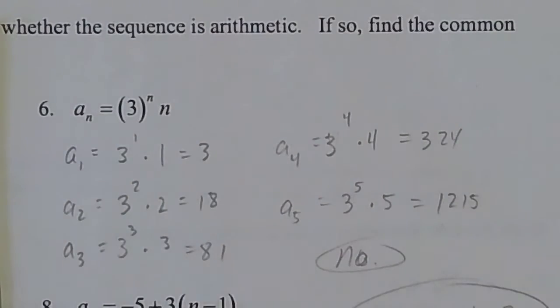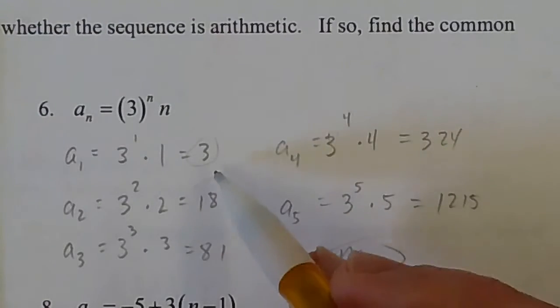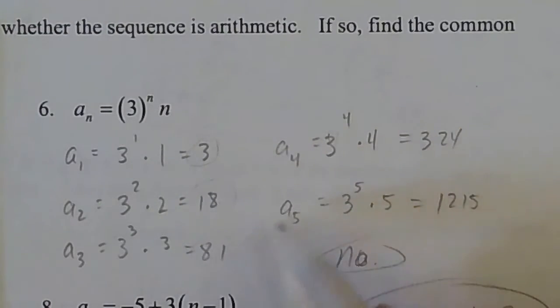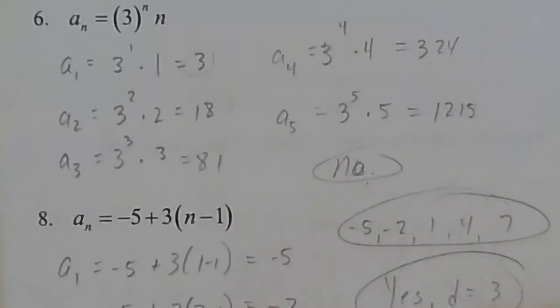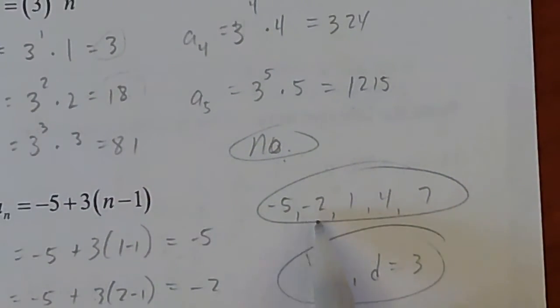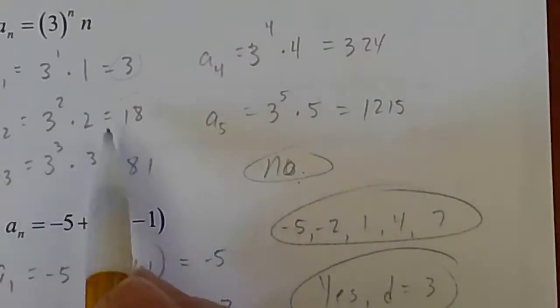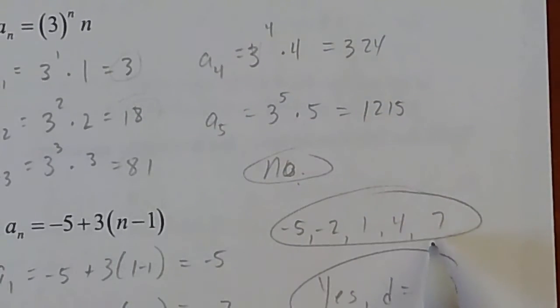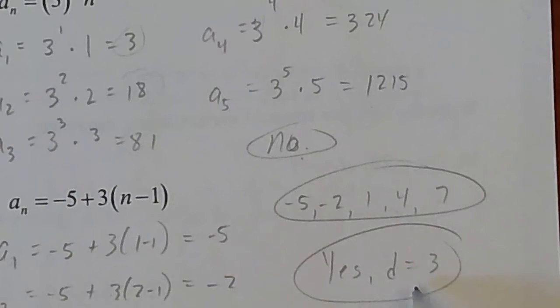Okay, number 6. Here's your first 5 terms: 3, 18, 81, 324, and 1215. Definitely the gap is increasing, right? From 15 to a big number. It's clearly not arithmetic. No common difference to report. 8, however, does have a common difference. Here's the sequence. If you wanted to write the 5 terms this way instead of labeling them, that's fine. There they are. There's a common difference of positive 3.